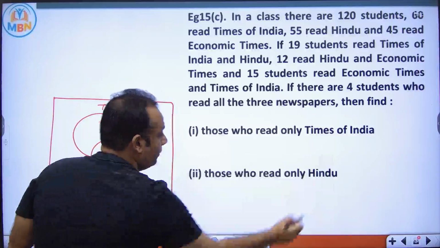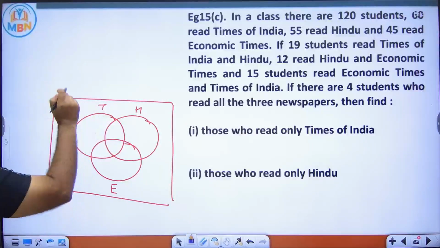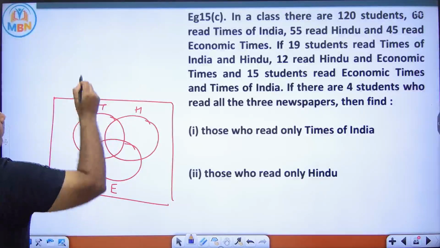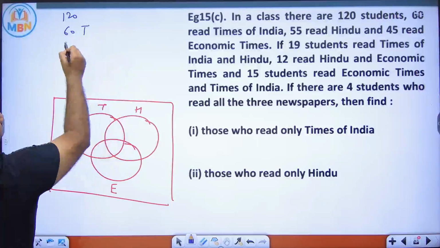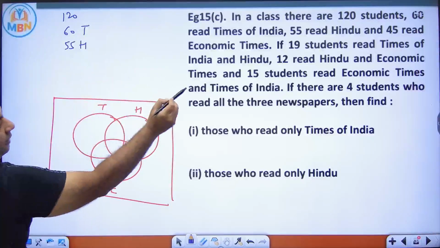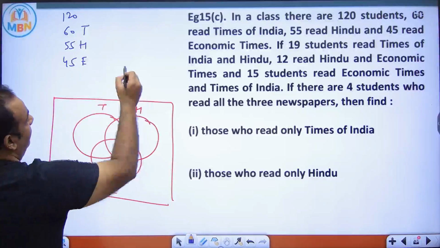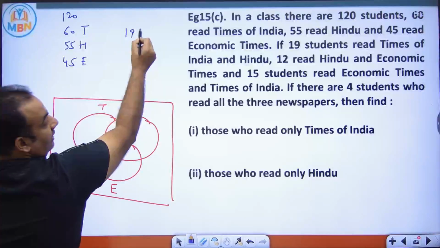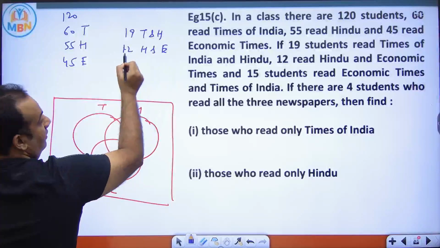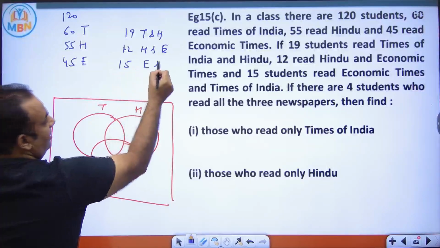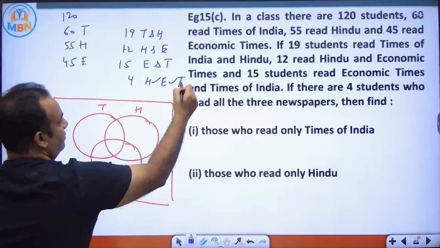Okay. Now, in a class there are 120 students. 60 read Times of India. So I'm writing the data. Total 120 students are there. 60 read Times of India. 55 read Hindu. 45 read Economic Times. So I'm using E for Economic Times. 19 read Times of India and Hindu. 12 read Hindu and Economic Times. 15 read Economic Times and Times of India. 4 read all the 3. H, E, T. So this is the data.